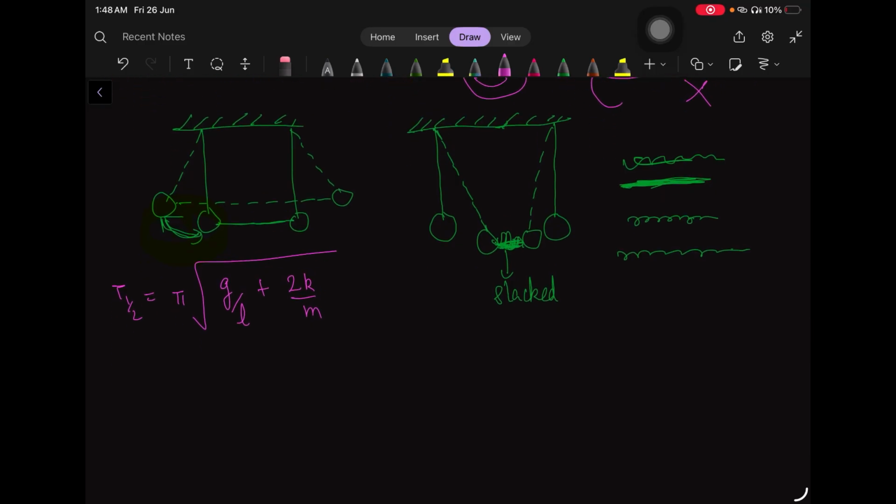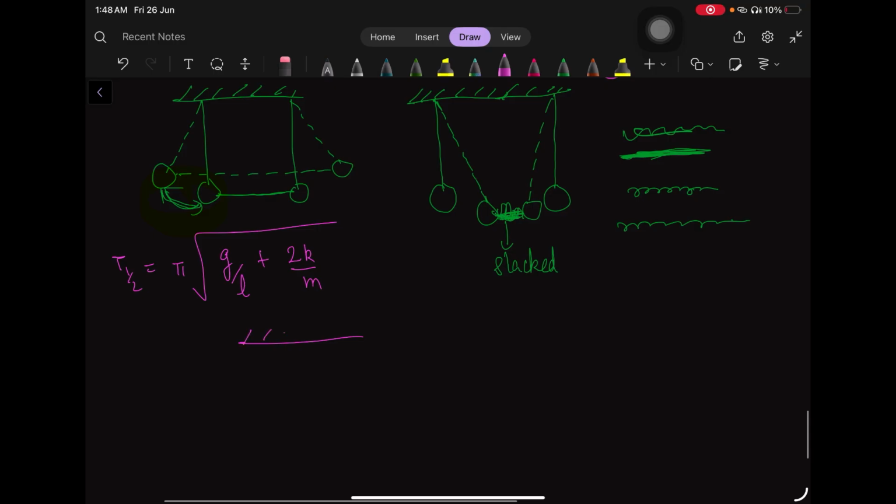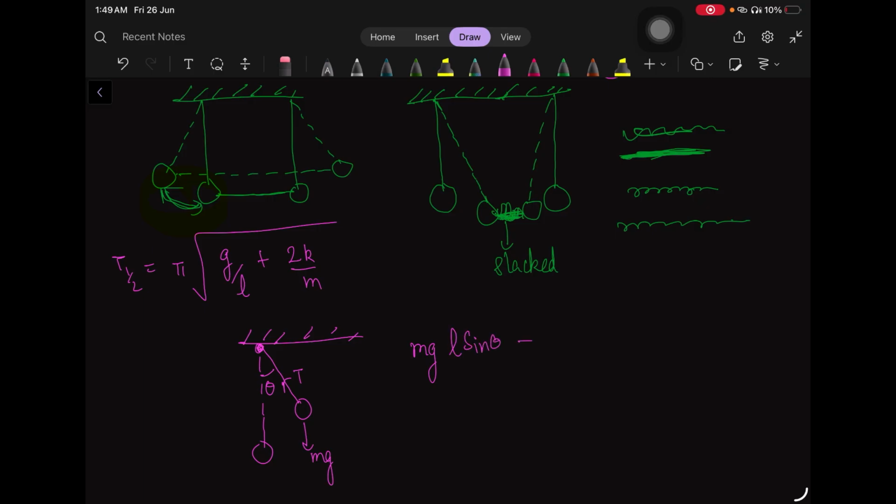Then for the second half, how can I find the time period? For the second half, it is very easy. So this angle is theta. There's a tension T, force mg. So torque about this point equal to mg into L sine theta, which is equal to ml square into alpha. And this is the normal pendulum time period which we already know. So time period for this second half will be pi into root of L by g.